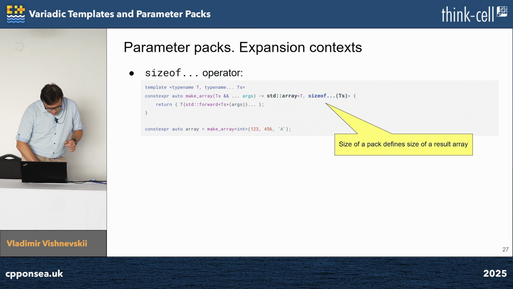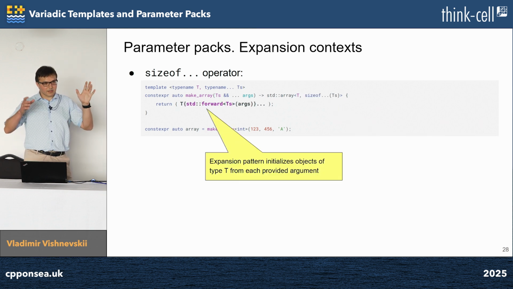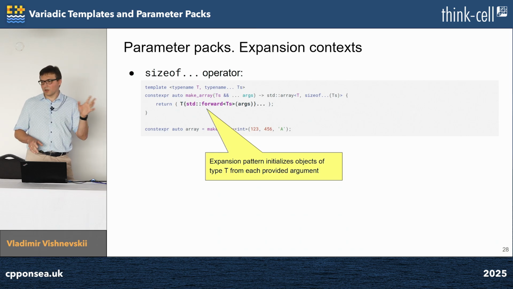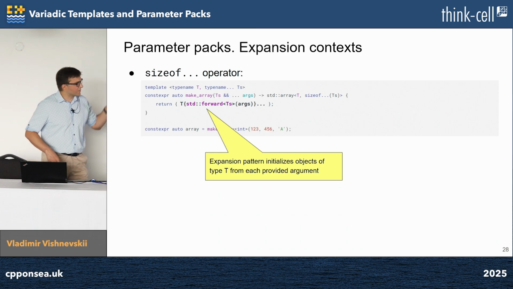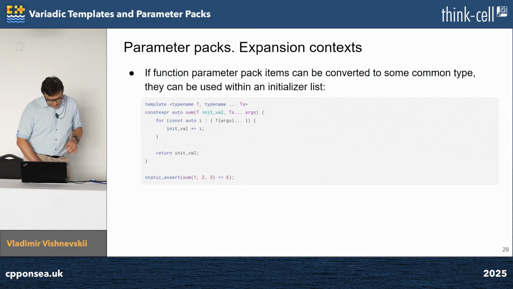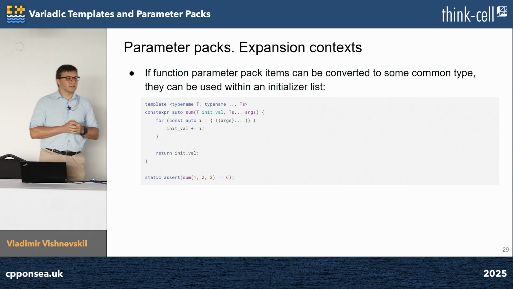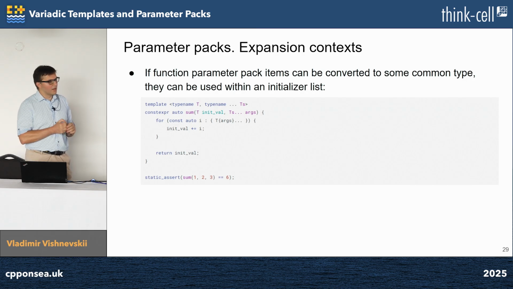And here we also have another expansion pattern. We use forward, but also construct the object of a type T. So this pattern became a bit more complex. So we have a construction of objects for each item within the argument parameter pack. Sorry, function parameter pack. Okay. A bit more extended examples for those expansions that we already saw.